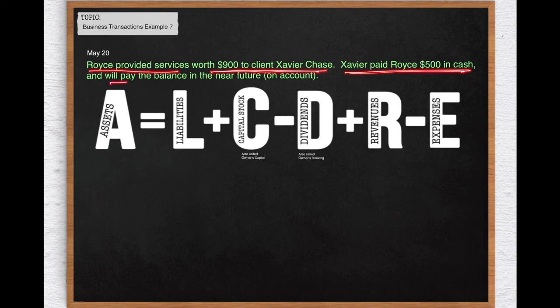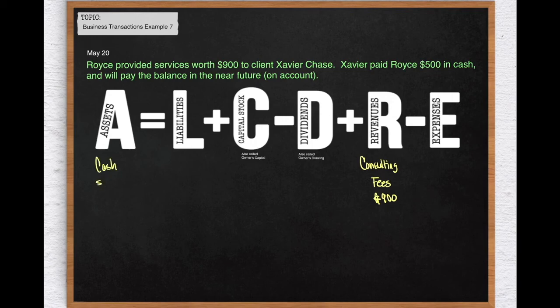Here, Royce provided services worth $900 to client Xavier Chase. Xavier paid Royce $500 in cash and will pay the balance in the near future. Another example of where Royce provides services, so let's record that. The account related to that is consulting fees, and it's classified as a revenue account because he provided services. It's worth $900. Xavier, the customer, paid some of that amount, okay? And when the customer paid cash of $500, so the cash went up $500. The rest the business will expect in the future.